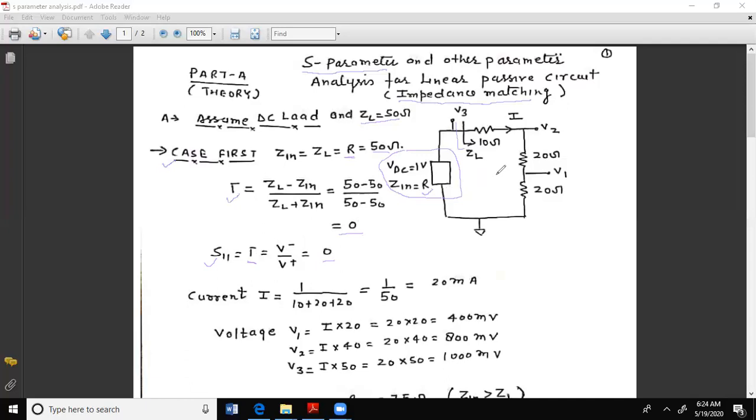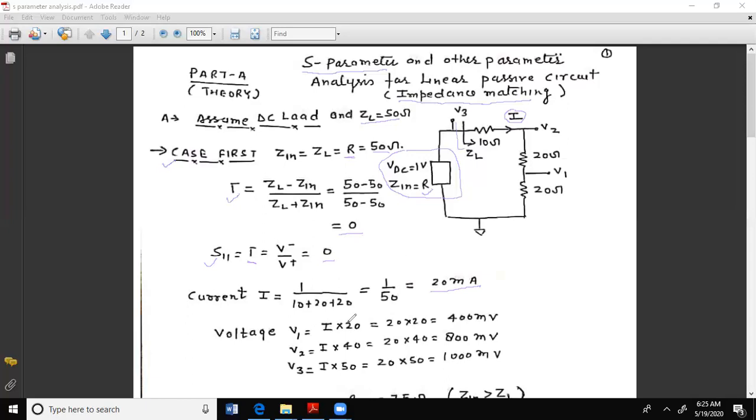Now we talk about the current. This is the current of my circuit. The current I in the circuit is, because we are choosing the voltage 1 volt, divided by the total impedance, and the impedance in the circuit is 10, 20, 20. So the total is 50, so 1 by 50, which is equivalent to 20 milliamperes.